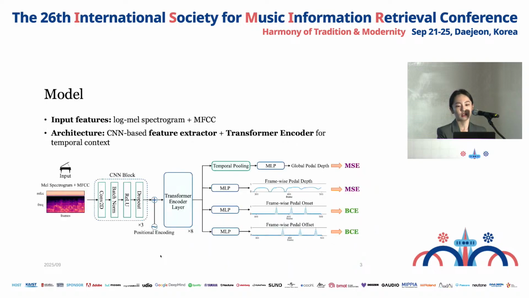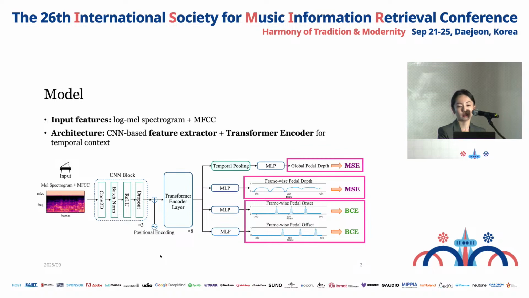Our model takes log-mel spectrograms and MFCCs as input, which goes through a convolutional front end and then a transformer encoder. The model outputs pedal depth values between 0 and 1 per frame, binary onset and offset sequences, and a global depth value averaging each segment.